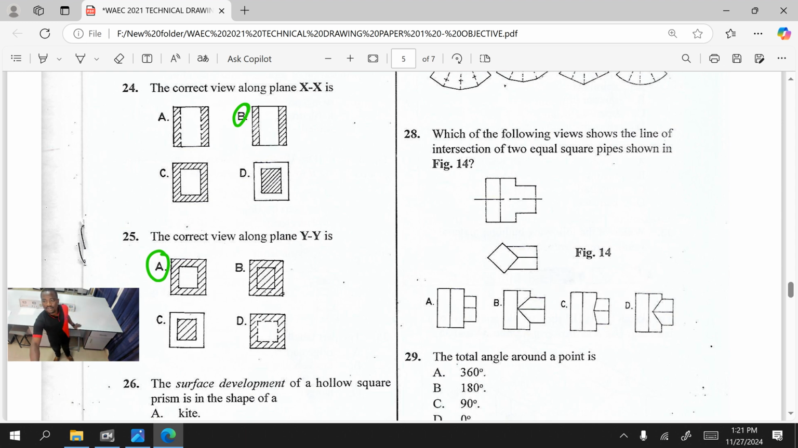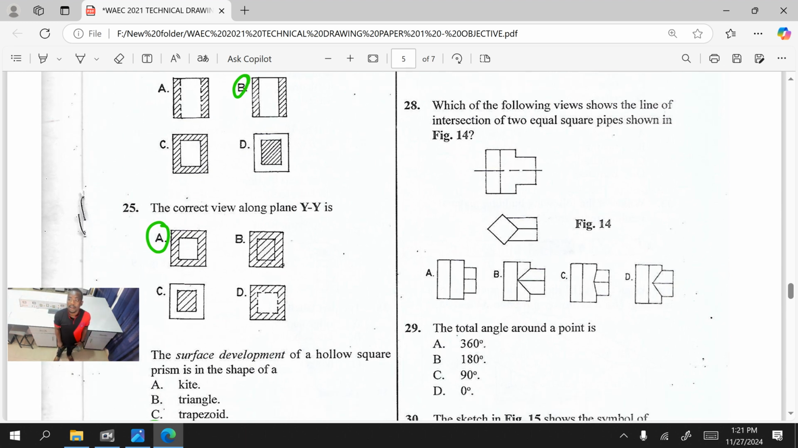28. Which of the following views shows the line of intersection of two equal pipes shown in figure 14? Anytime we have equal pipes, either a square pipe or a cylindrical pipe, please always understand that the adjoining is going to be what? It's going to be a straight edge like this, as you have seen in B, C, and D. Also, if it is an equal pipe, it's going to start and end from this edge to the center here. Do you see that now? This is where I pointed. It must get to the center.